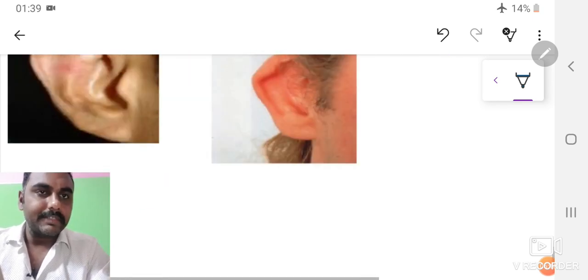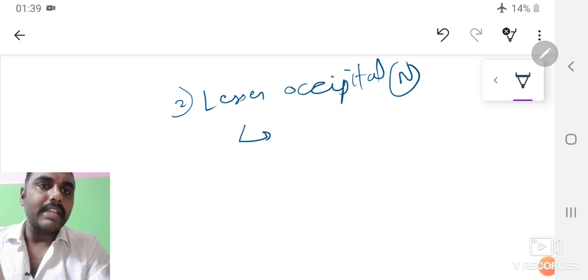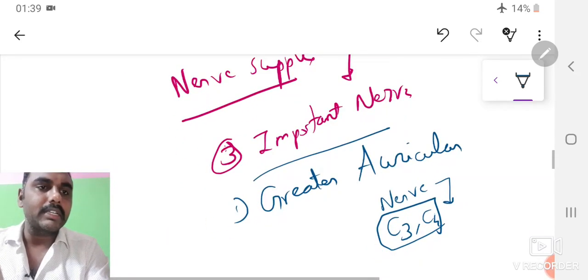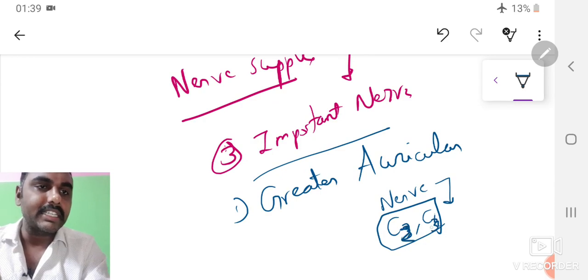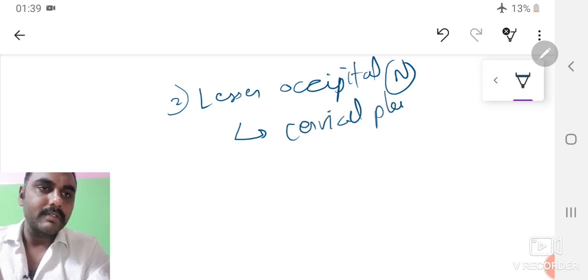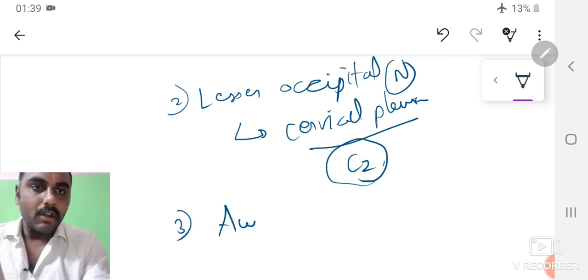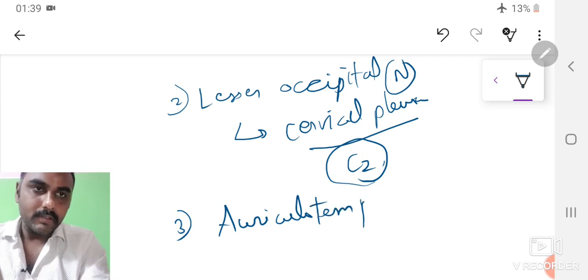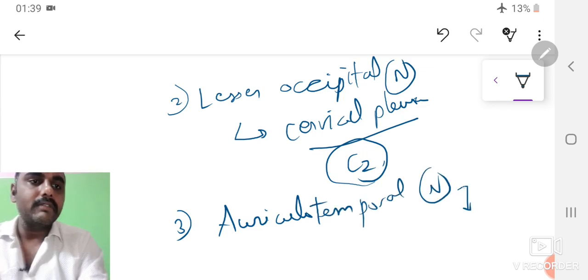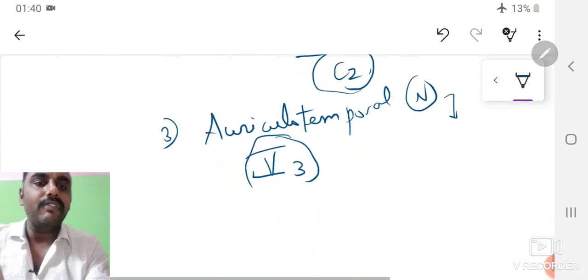Okay, and the second one is the lesser occipital nerve. Greater auricular nerve, lesser occipital nerve. So the greater auricular nerve, what I said, receives its innervation not from C3 and C4, it is C2 and C3. Okay, the lesser occipital nerve, again from the cervical plexus, receives its innervation from C2. And the third one is the auriculotemporal nerve, which is a branch of the mandibular division of the trigeminal nerve.